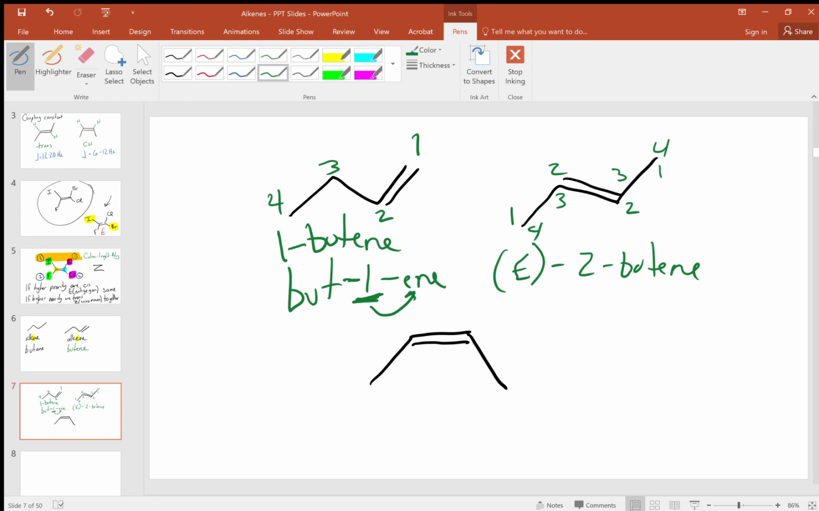So this molecule here on the bottom, the higher priority groups are on the same side. So this is Z-2-butene. What if we have more than one alkene?